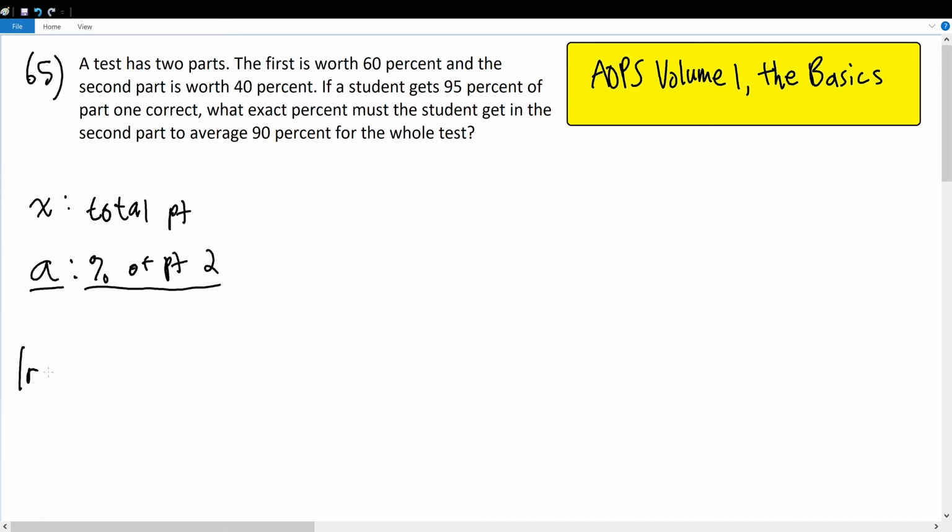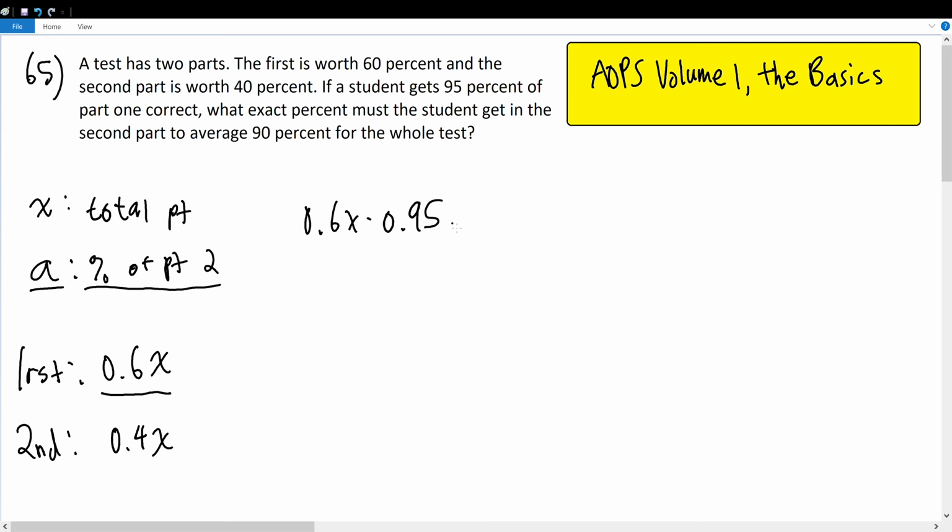We're told that the first section is worth 60% of the test, so 0.6x, and the second part is worth 40%, 0.4x. And he got 95% of part 1 correct. Since part 1 is worth 0.6 of the entire test, he must have got 0.6x times 0.95 of the entire test correct. If we evaluate this, we get 0.57x, meaning he got 57% of the entire test correct.